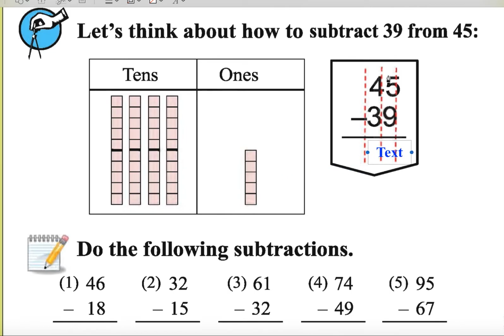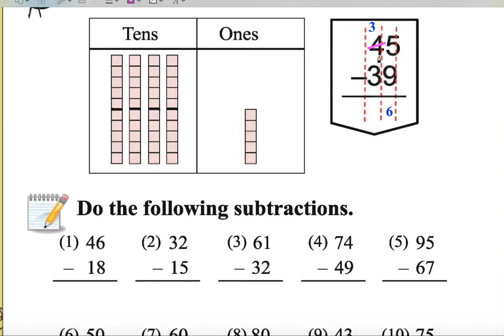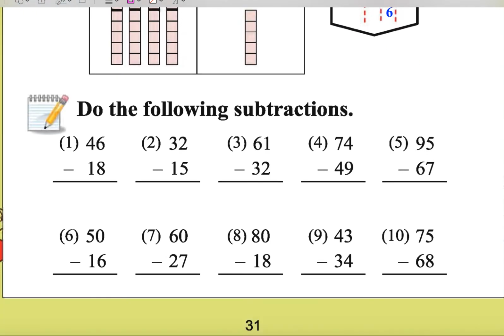There won't be any difference here. Because 9 is bigger than 5, you need to take 10 from here. So this becomes 3. Now 15 minus 9 is 6. Alright. And 3 minus 3 is 0. So the answer is 6 only. Got the point? Now you can add these two up. You will get 45. No problem.